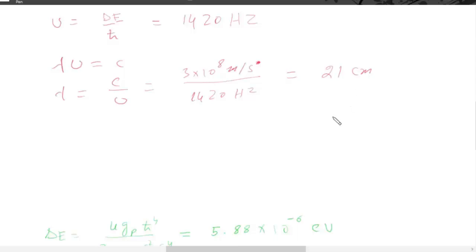Okay, this wavelength is in the microwave region. And this wavelength can be found in astronomy.